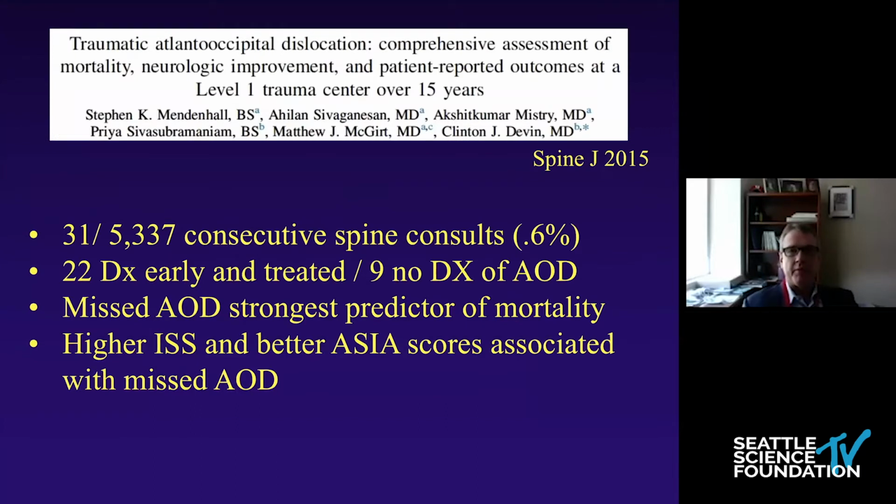This is a series from the former spine group at Vanderbilt, and what they did was they looked at over 5,000 spine consults and found that their incidence of AOD was 0.6% when they looked just specifically at the CT scan. Most of these were diagnosed early, but they had 9 patients who had no diagnosis of an atlanto-occipital dislocation. And they found that this missed AOD was the strongest predictor of mortality. And they found that a higher injury severity score and better ASIA motor scores were also associated with missed atlanto-occipital dislocations.